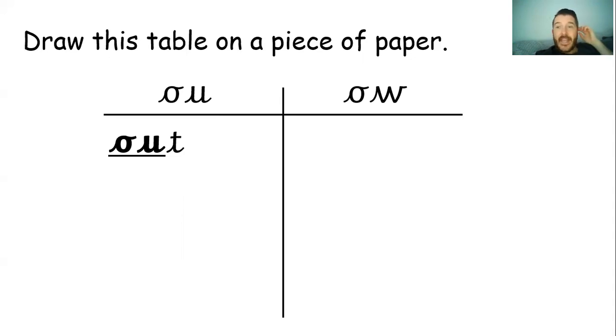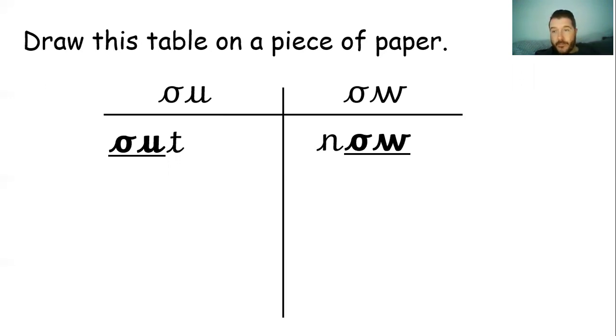The next word is now. Now. Think about where that ow sound is in now. Okay. Where's now going to go? That's right. It's going to go in the OW because it's the ow's at the end. Now. Okay. Your third word is shout.